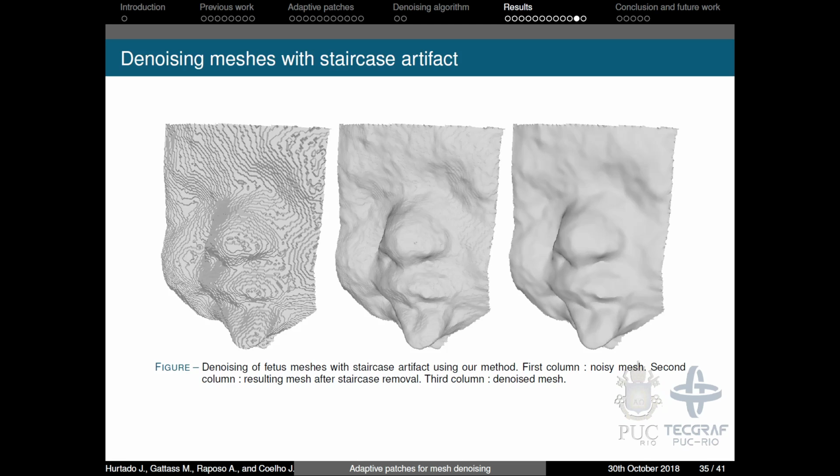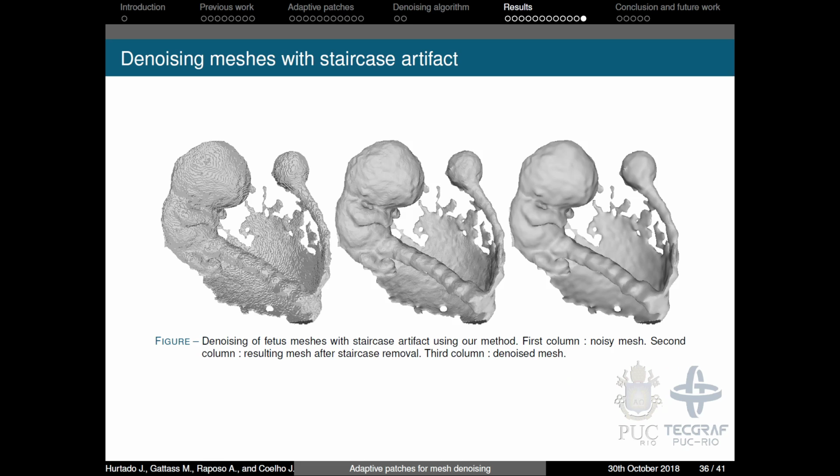And here's an example where we used two configurations of our method. We first configured it to remove the staircase artifact, and then we denoised the output of this filtering step, and we obtained the results. This is another example using the same pipeline.